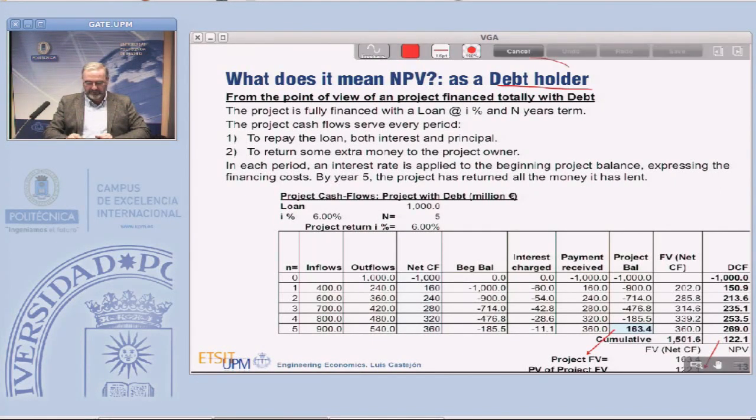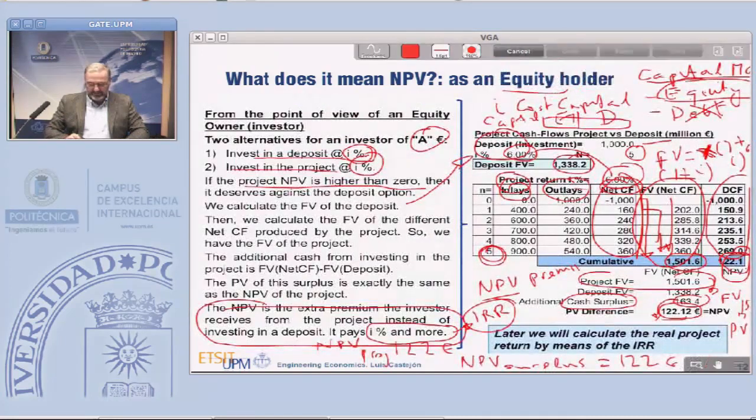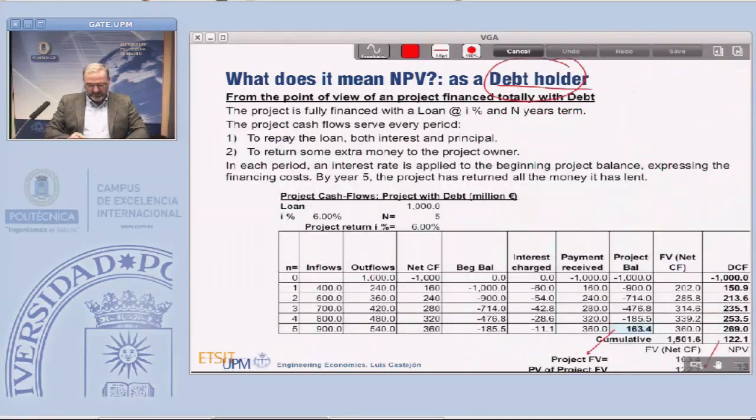So also we can have this calculation from the point of view of a debt holder. This is a more complicated explanation, so let me just explain the main idea. We have to invest, like in this project, we invested 1,000 euros. In this project also, we invest 1,000 euros. So what are we going to do in the calculation to compare with the case of a loan in the bank?